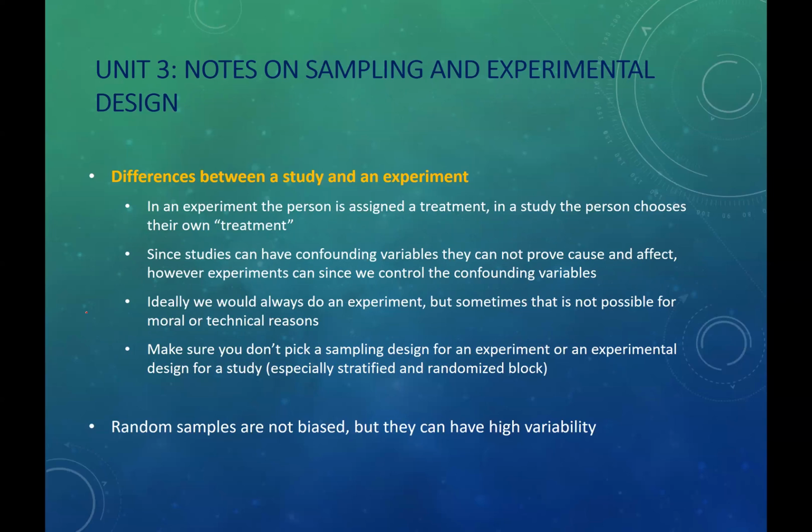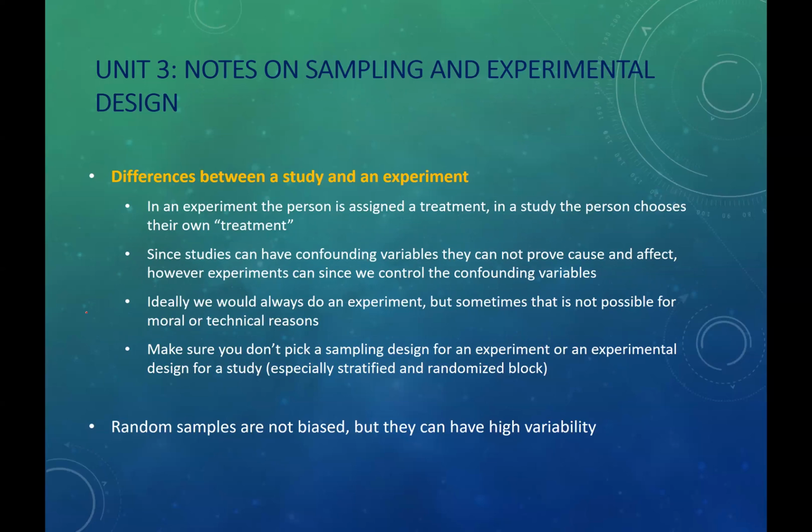Remember, since studies have confounding variables, they cannot prove cause and effect. However, experiments can, since we control the confounding variables. So with the study, because you got to choose your own treatment in quotation marks, that can affect the response variable as well. So there can be a confounding variable if you have anything that can affect the explanatory and the response. Versus in an experiment, nothing affects the explanatory variable because it was randomly assigned. So we can't have a confounding variable.